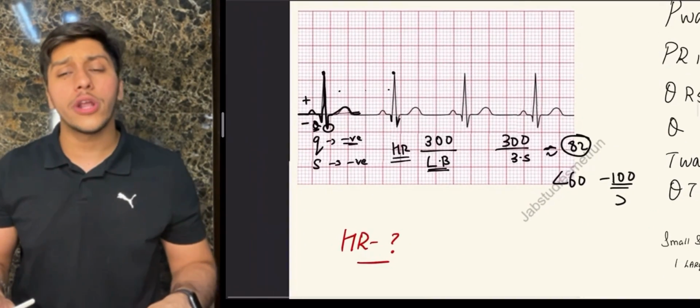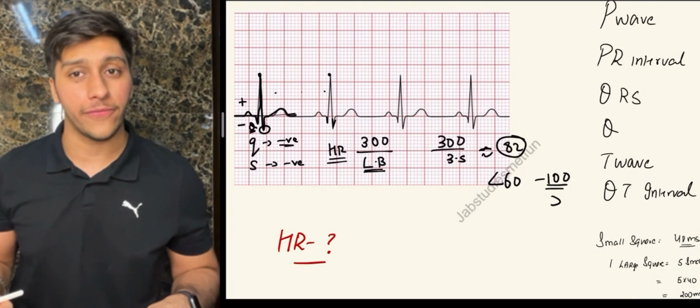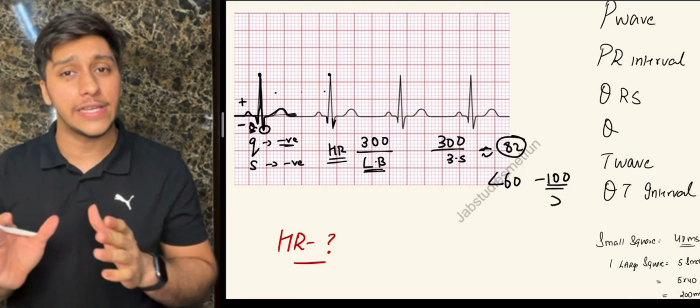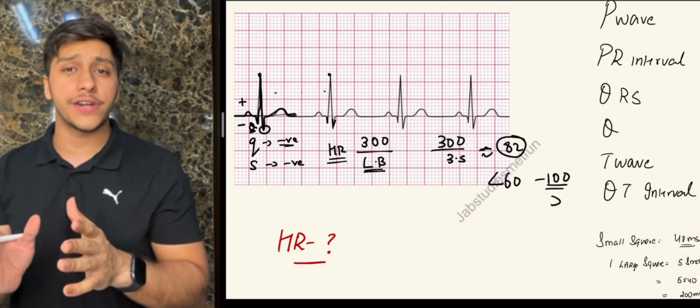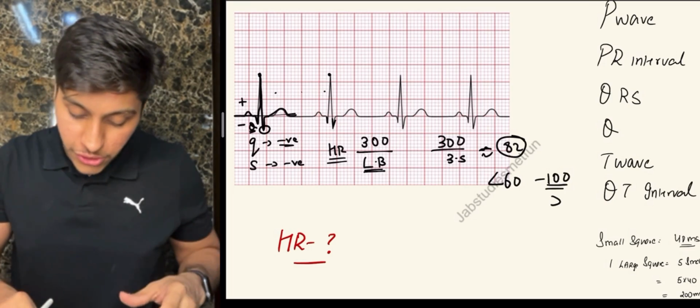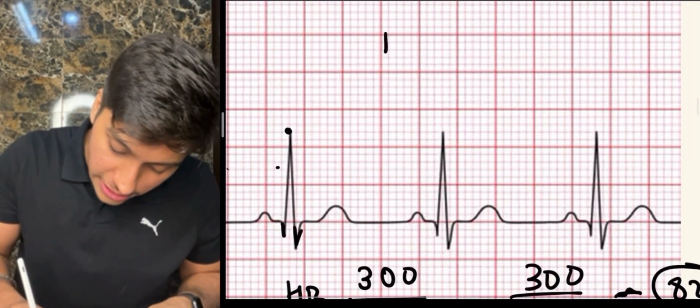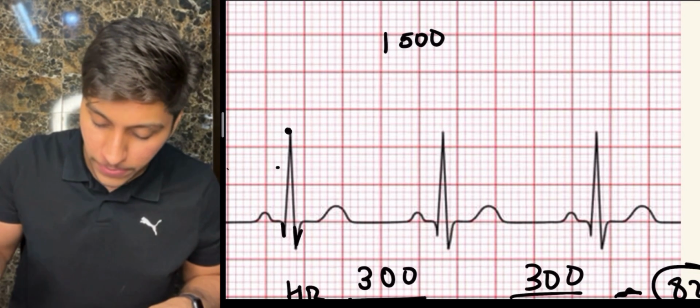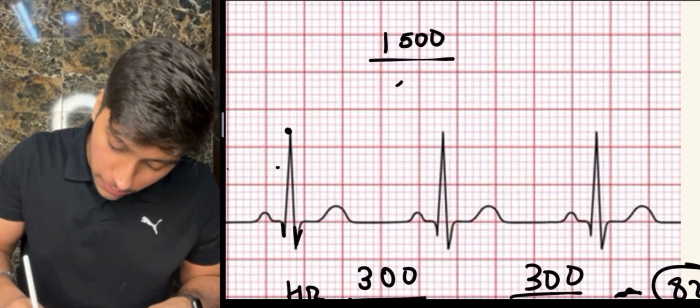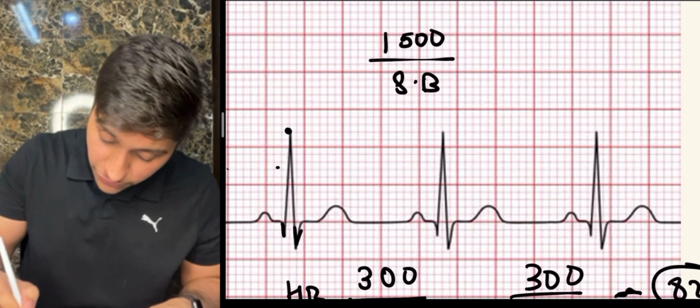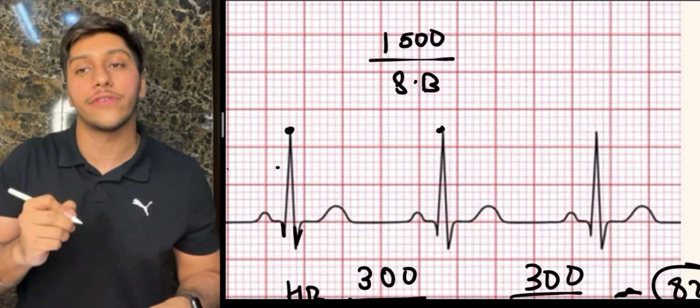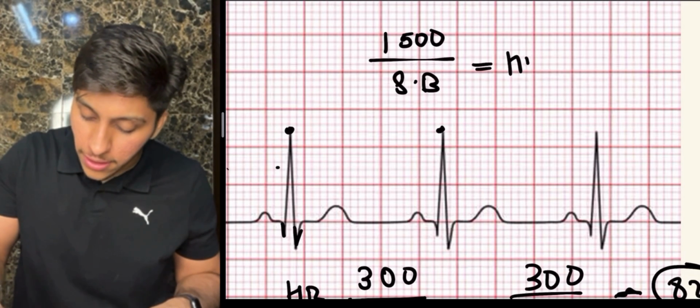Now, if you are a person who likes complications in your life, if you are a person who does not like the easy way out, you can calculate the heart rate even by counting the small boxes. What you have to do is use this number, 1500, divided by all the small boxes between two R intervals. That way also you can get the heart rate.